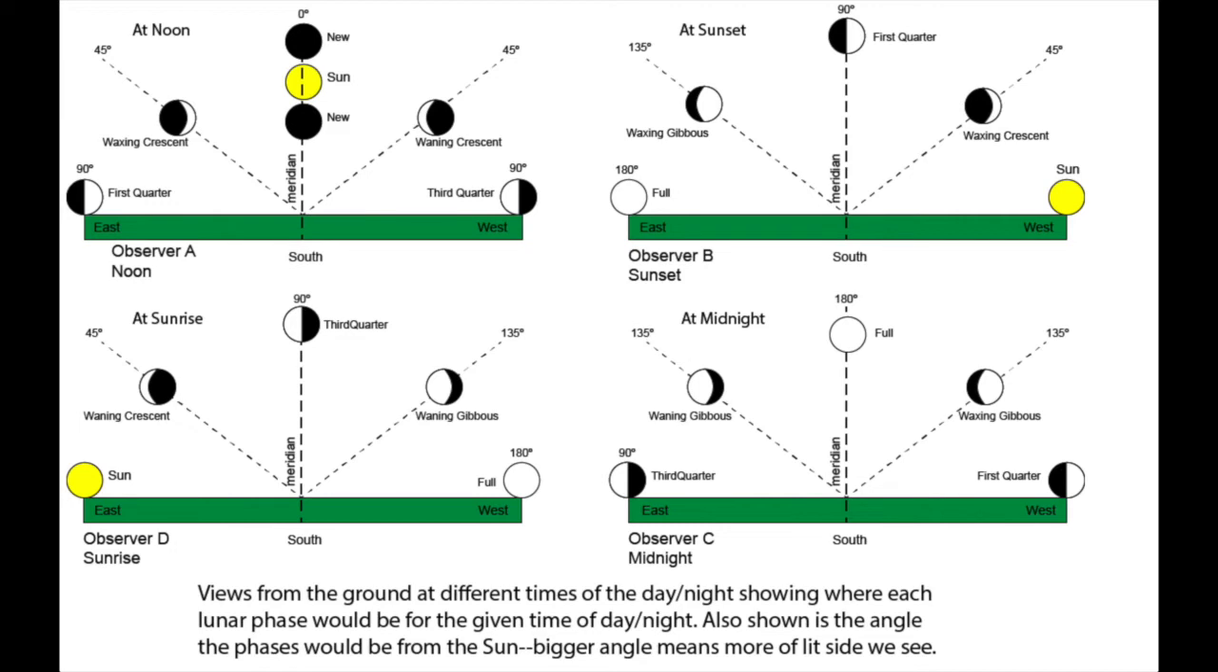A few days after the full moon, it would be at the 135 degree angle shown here. It would be 9 hours ahead of the sun. It would rise at 9 p.m., cross the meridian at 3 a.m., and set at 9 a.m. A few days later, the moon would be at third quarter, which is lit on the left side. It would be 90 degrees from the sun, and it would be 6 hours ahead of the sun. It would rise at midnight, as shown in the observer C picture, cross the meridian at sunrise, as in the lower left observer D picture, and set at noon, as in the observer A picture.